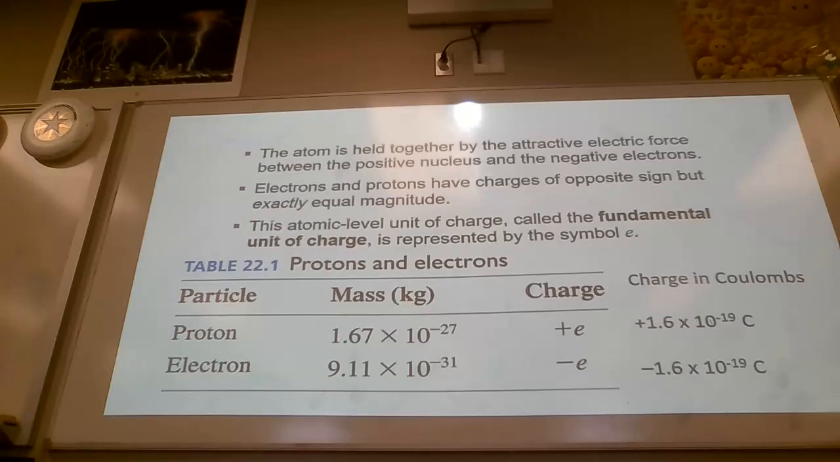And so this is how many. It's like saying, here's one egg. How many dozen is one egg? It's 1/12. How many coulombs is one electron or one proton? It's 1.6 times 10 to the negative 19th coulombs.